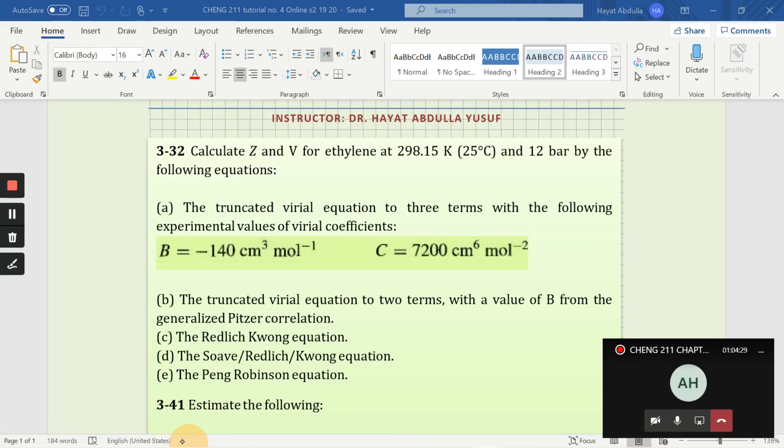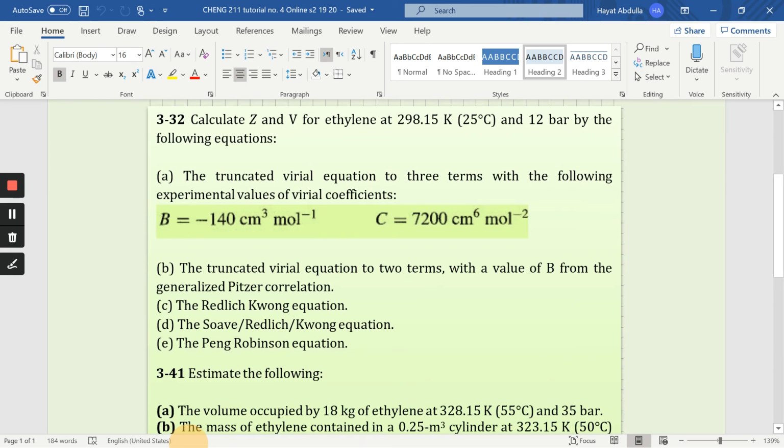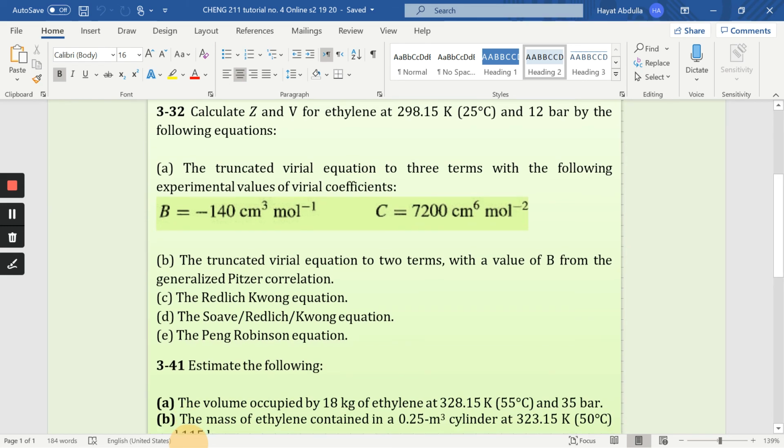Okay, can you all see the sheet? Hello? Can you see the sheet? Okay, you can see it. That's good. So this is the sheet. I put several problems, but I will just scan it with you. Problem 332 is just asking you to solve for Z and V, but using different methods.